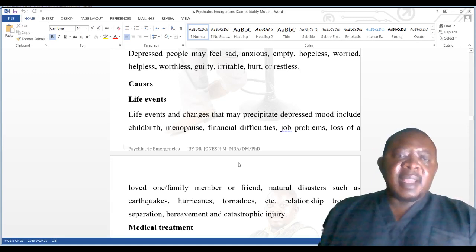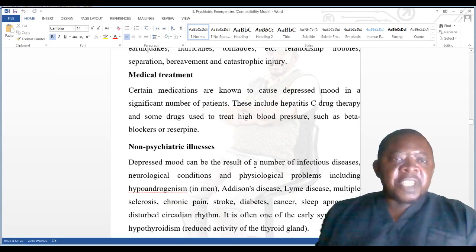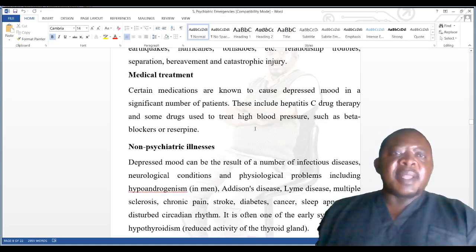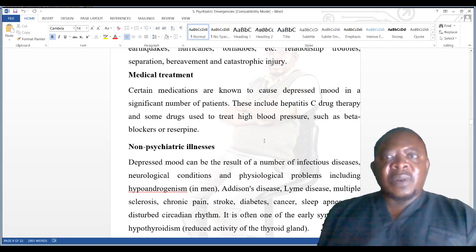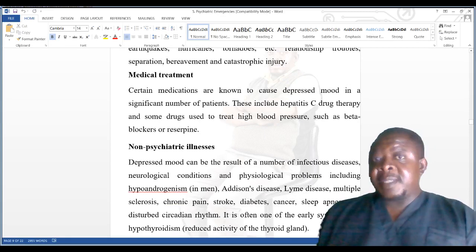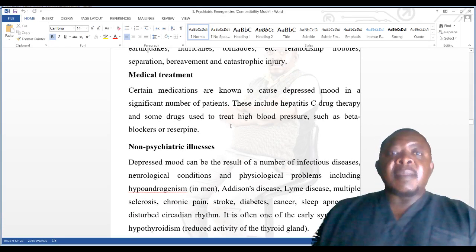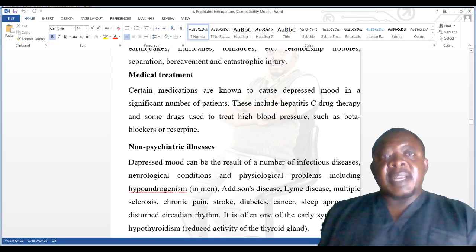Then there are some medical treatments that predispose to depression. Certain medications are known to cause depressed mood in a significant number of patients. These include hepatitis C drug therapy and some drugs used to treat high blood pressure, such as beta blockers or reserpine.